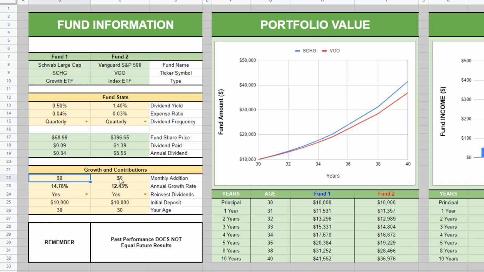We will start with a $0 contribution, a 14.78% growth rate and a 12.43% growth rate. We will reinvest these dividends, calculated from these numbers. We'll start with a $10,000 investment. Let's say you are 30 years old as of today. What would you get by the time you are 40? And here are VOO stats. The dividend yield is 1.4%. Expense ratio is 0.3%. It pays a quarterly dividend, a quarterly payout per share of $1.39, for a total payout of $5.55. Start with a $0 monthly addition, 12.43% growth rate, dividends reinvested, $10,000 initial deposit.